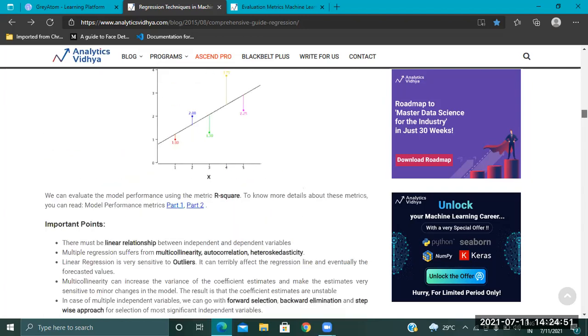After you have calculated the regression, what is the next part? How will you show your model accuracy levels?